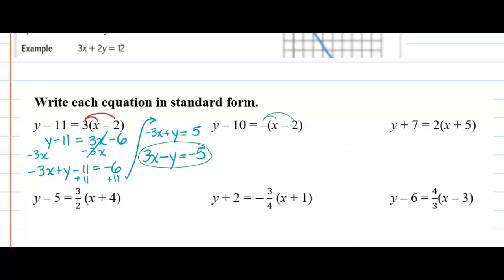Here we have a negative to distribute. Y minus 10 is negative x plus 2. I want to add x to both sides because I want x and y on the same side. I'm going to add 10. So x plus y equals 12. And I'm done. X and y are on the same side. There are no fractions. We're good to go.